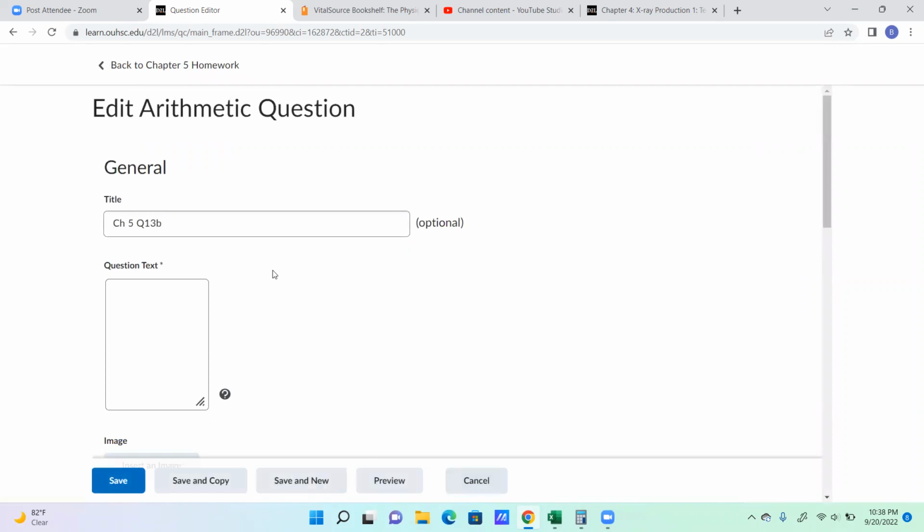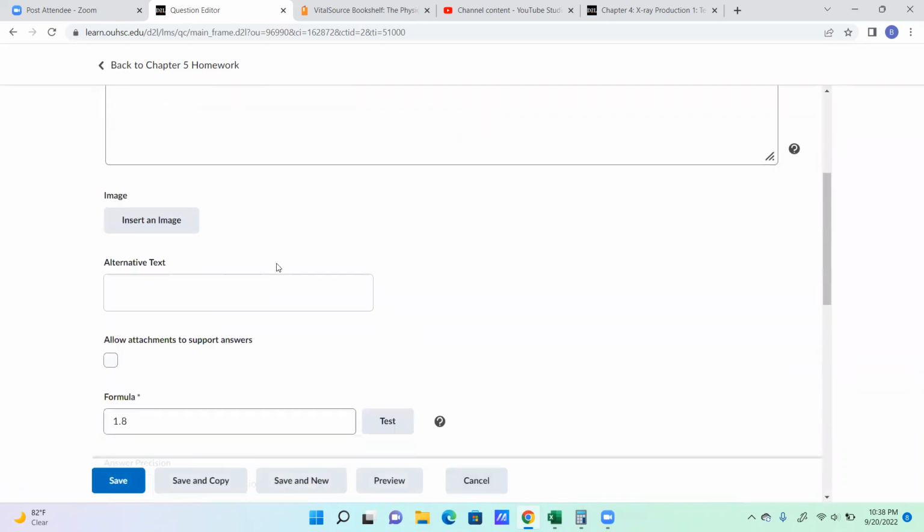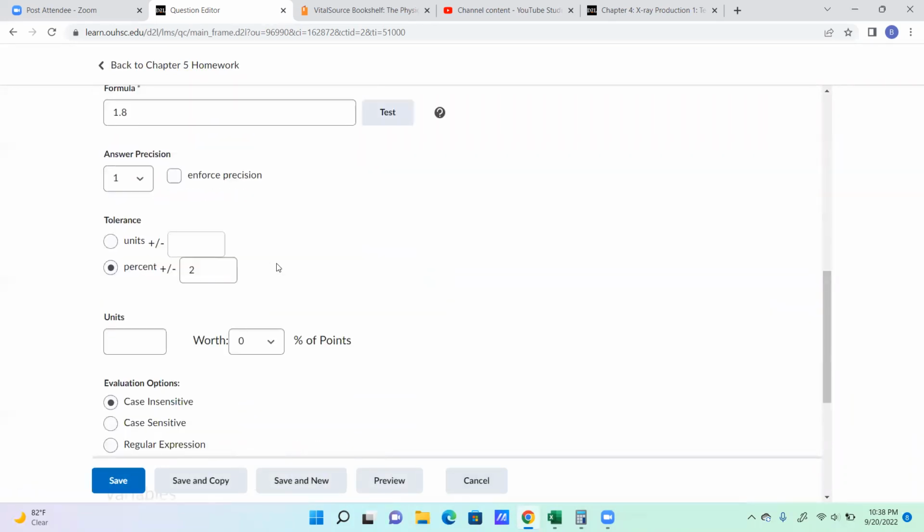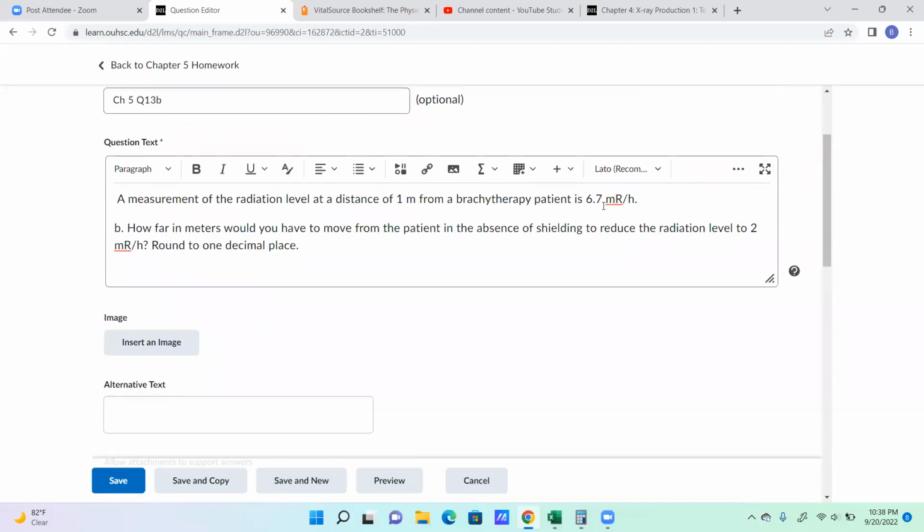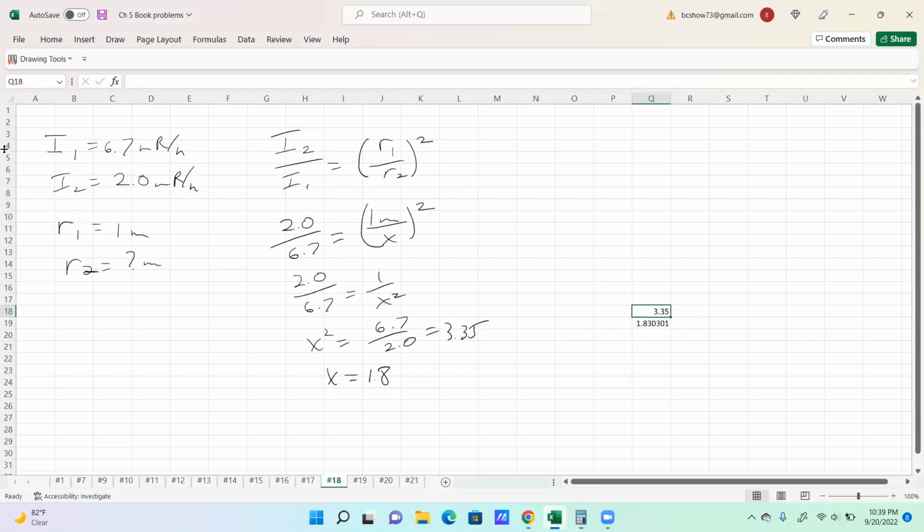If we look at 18, I come up, there we go. Same process, but what it's trying to show you here is how far in meters would you have to move the patient in the absence of shielding to reduce it to that same amount. And it's trying to get you to link in your mind the connection between a half-value layer and moving a patient away. This obeys the inverse square law.